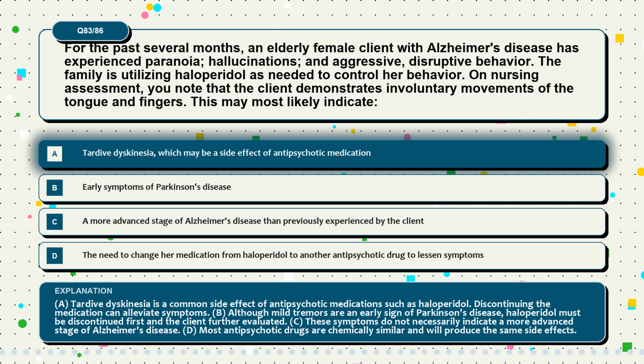B. Although mild tremors are an early sign of Parkinson's disease, haloperidol must be discontinued first and the client further evaluated. C. These symptoms do not necessarily indicate a more advanced stage of Alzheimer's disease. D. Most antipsychotic drugs are chemically similar and will produce the same side effects.